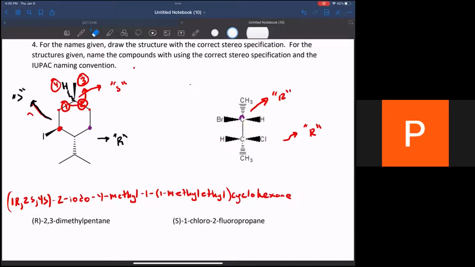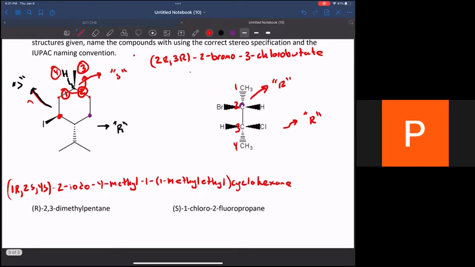Now the rest is just naming the butane. And so I need to number the butane. Is it 1, 2, 3, 4? Or is it the other direction? Well, it's 1, 2, 3, 4 because bromine comes before chlorine alphabetically. So what do I end up with? I end up with 2R, 3R, 2-bromo, 3-chlorobutane. That's what we got there.